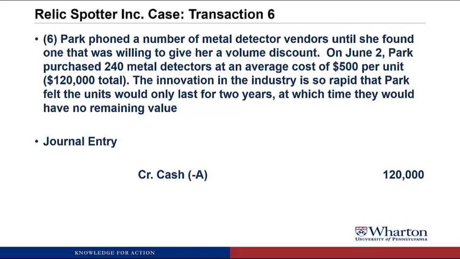What are we getting? What's the debit? Well, we're getting metal detectors. Metal detectors are an asset. We make assets go up with a debit, so we debit metal detectors for $120,000.